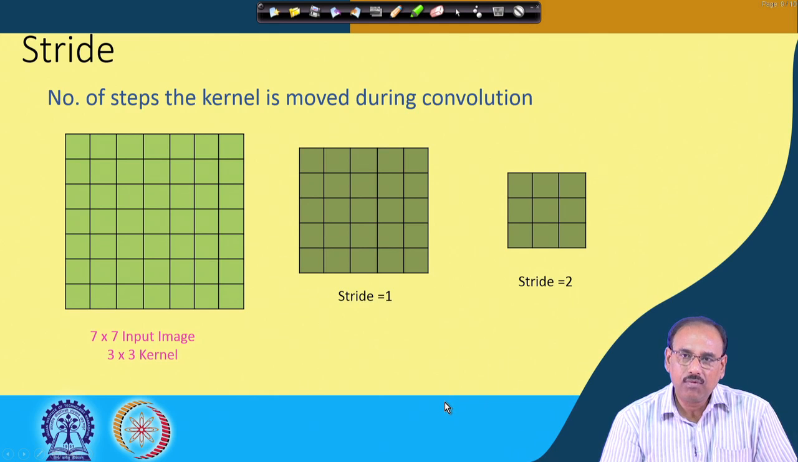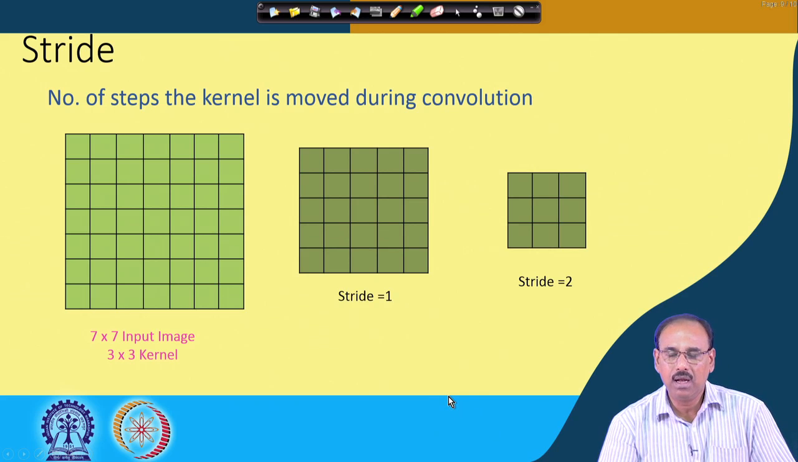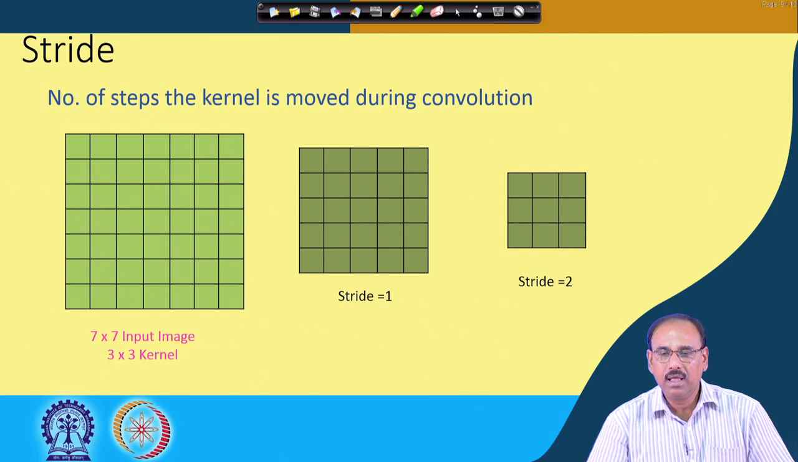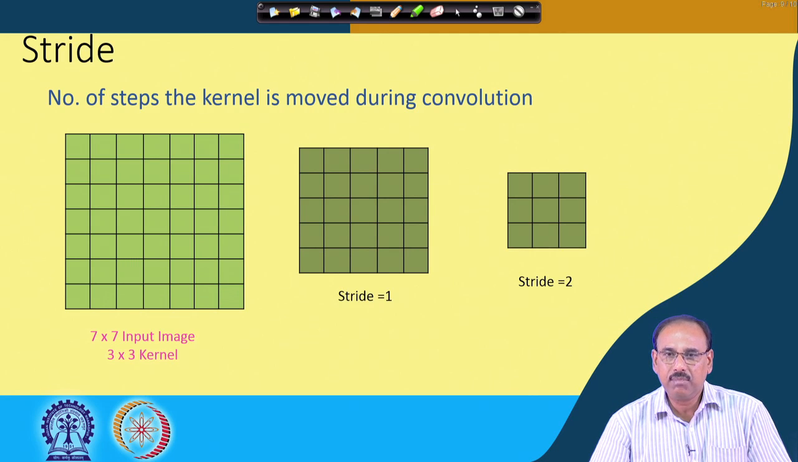And one more thing, that when I talk about convolution, you specify one more parameter which is known as stride. The stride simply says that when you slide the kernel over the input image, by how many locations the kernel has to be shifted. So, in the previous illustrations that I have shown, the kernel was shifted by 1 pixel both in the horizontal direction as well as in the vertical direction. The stride in that case was equal to 1.